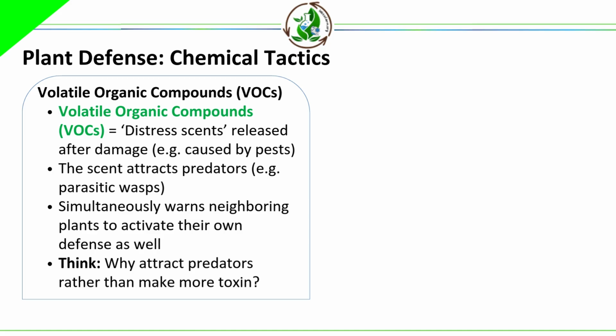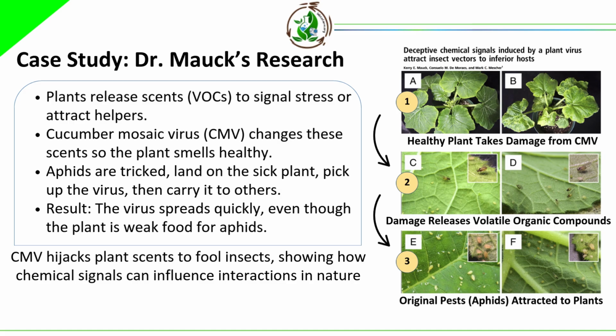This strategy is brilliant because it's indirect. Instead of spending a ton of energy making extra toxins or building thick, costly defenses, the plant calls in allies and alerts its community. In other words, the plant isn't fighting alone. It's calling for backup. Let's look at a really fascinating real-world example investigated by UC Riverside entomologist Dr. Carrie Mogg that shows just how powerful and sometimes how sneaky plant chemical signals can be.